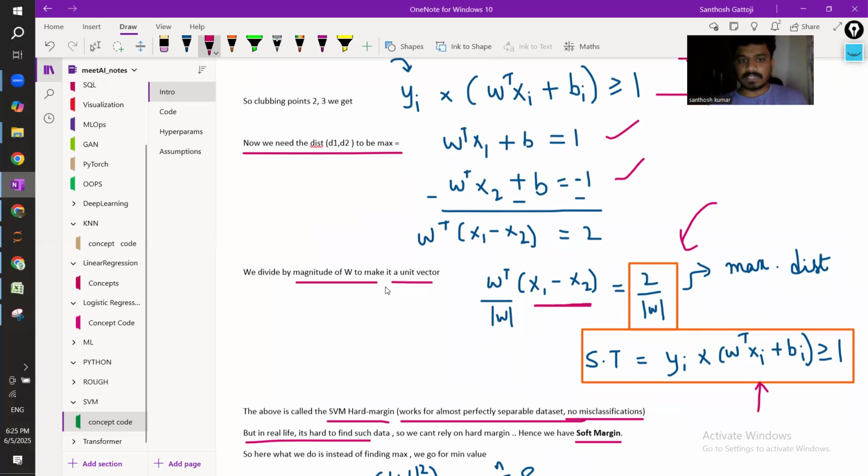Just understand for hard margin, the distance you are going to get is 2 by mod of W, and we want this value to be maximum, because this is a distance. For example, if I just reverse this to mod W by 2, we want this value to be minimum. That is the difference.